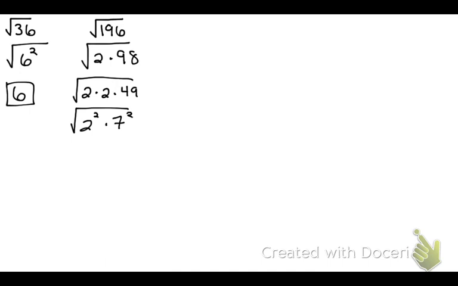which means since 2 squared is 4, the square root of 2 squared would just be 2, and the square root of 7 squared would just be 7. So that means that the square root of 196 must be 14.